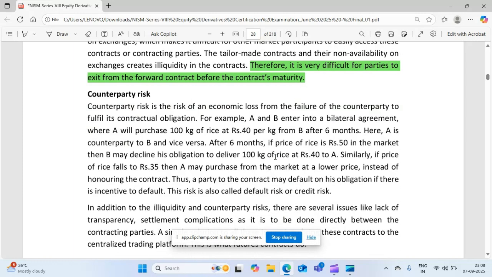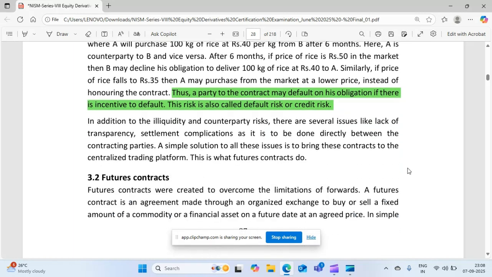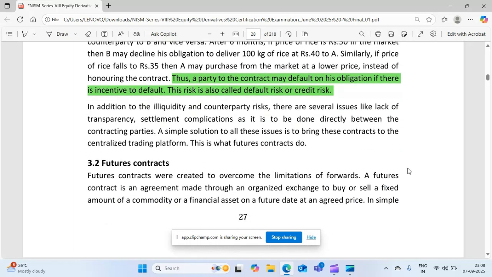The counterparty risk arises because the other party may default. So, if a party to the contract may default on its obligation, if there is an incentive to default, this risk is called default risk or credit risk. A very important risk, because in an exchange traded transaction, the exchange acts as the counterparty and takes care of this risk.